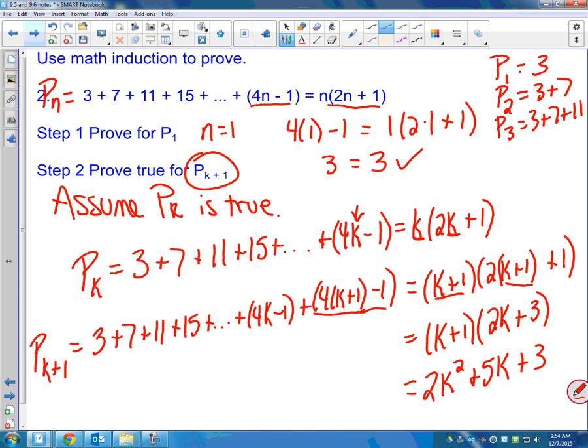What I'm trying to prove is that when I add this up, which I don't know what k is, some arbitrary value, then it's going to equal this same thing. So, how do I add this up? Do I know what 3 plus 7 plus 11 plus 15 plus ... plus 4k minus 1 adds up to?